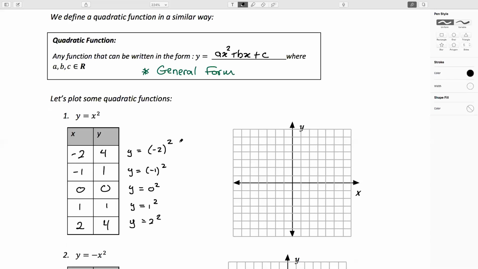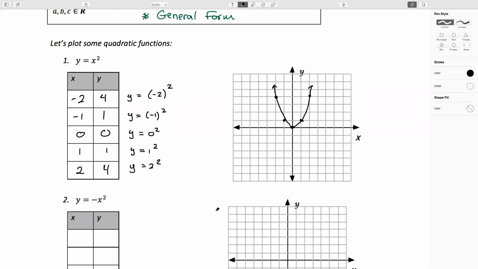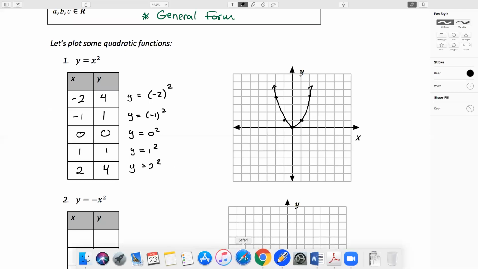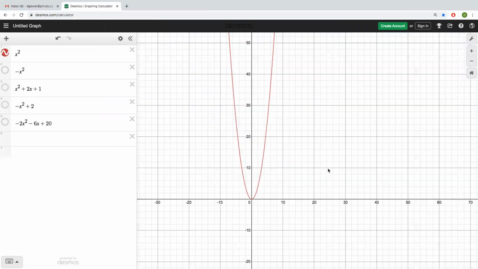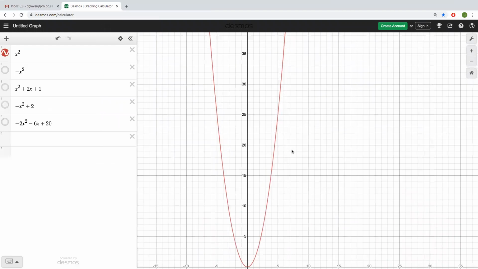So if we go ahead and graph this, we have the points (-2, 4), (-1, 1), (0, 0), (1, 1), and (2, 4). So we get this shape, almost like a U. And we can use a graphing calculator, or we could use Desmos to graph this as well. If we want to quickly check that we did it right, we can go into Desmos. We can graph y equals x squared, and this is what it's supposed to look like.